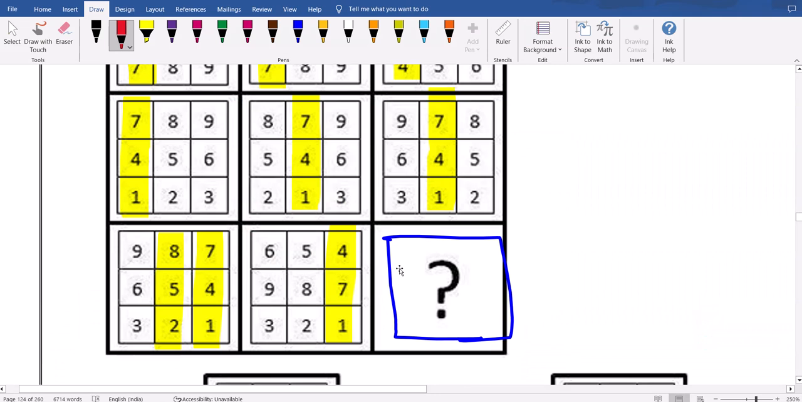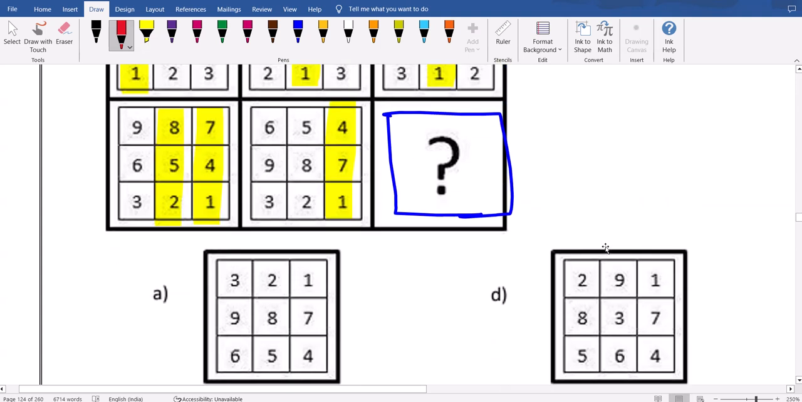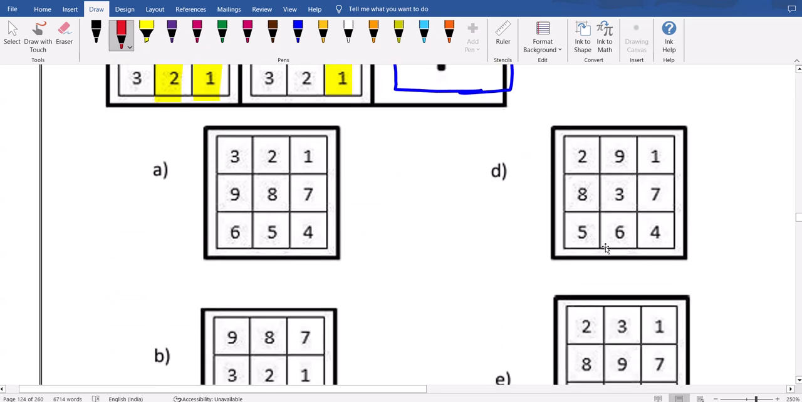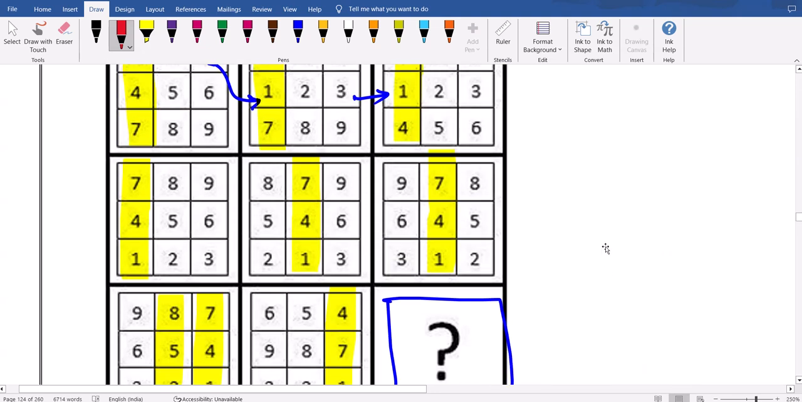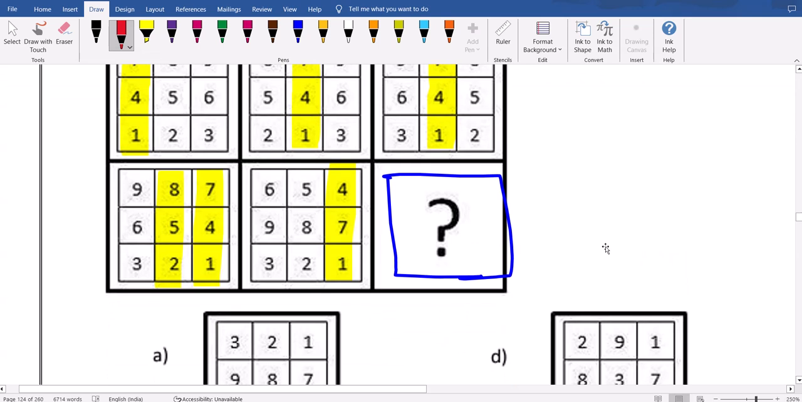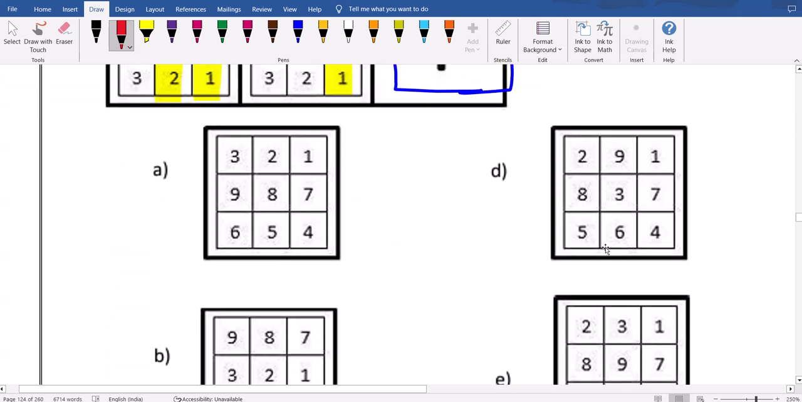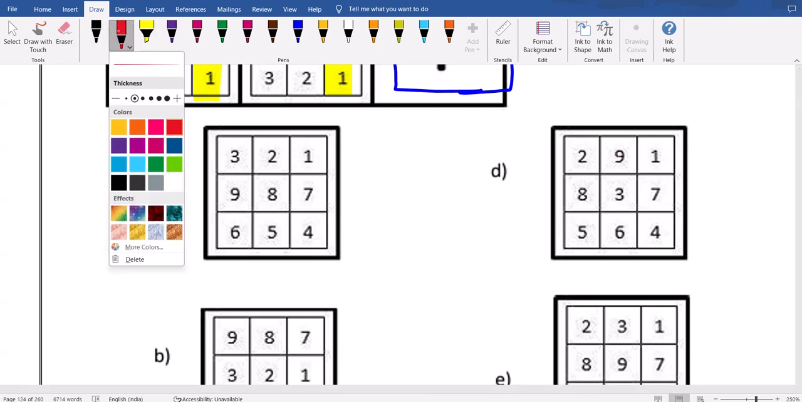Other logic? 9, 8, 7 in the last column. Okay, row wise you are talking about. Fine. So we need to focus on row wise also. 7, 8, 9 should be in the same row. Okay, that's only one. This will be eliminated because of that. Perfect. So if you observe, 7, 8, 9 must be in the same row.